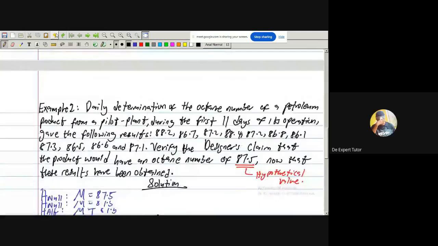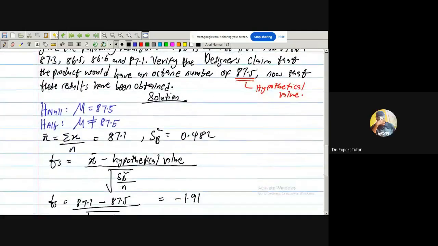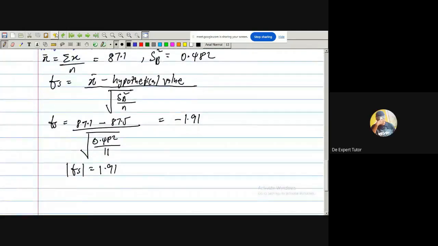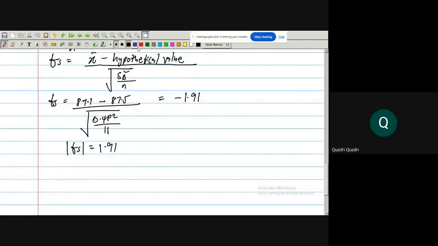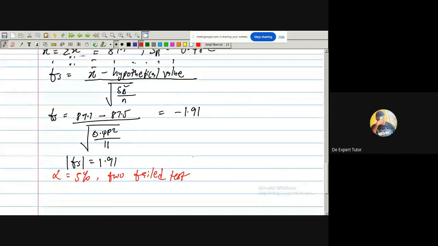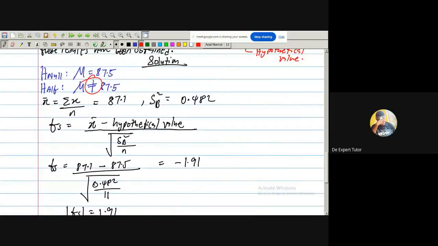Yes. So we are assuming a 5% significance level, and this is a two-tail test. If you have a question, do you know why it is a two-tail test? Remember, look at our two-tail test.